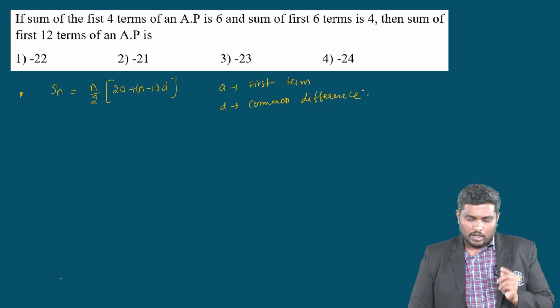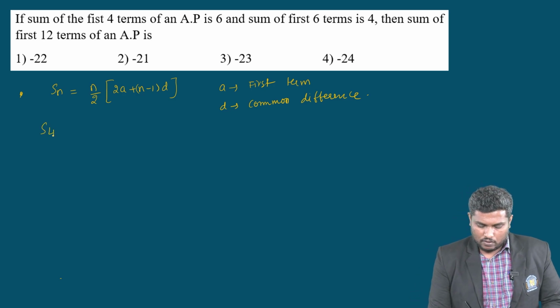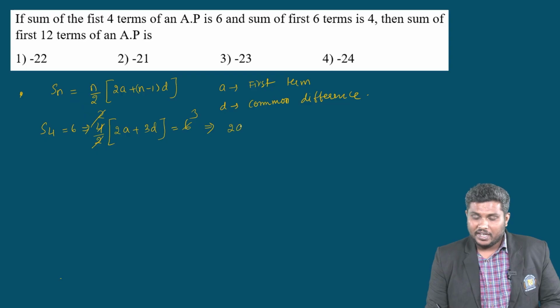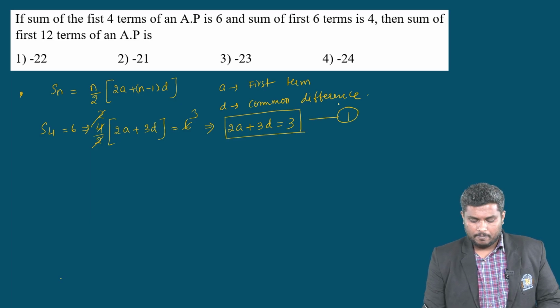So guys, it is given that the sum of 4 terms of an AP is 6, which is S4 is equal to 6, and from this I can write 4 by 2 into (2a plus 3d) is equal to 6. So if I solve this equation, I'm going to get one equation in a and d: 2a plus 3d is equal to 3. So this is my first equation.